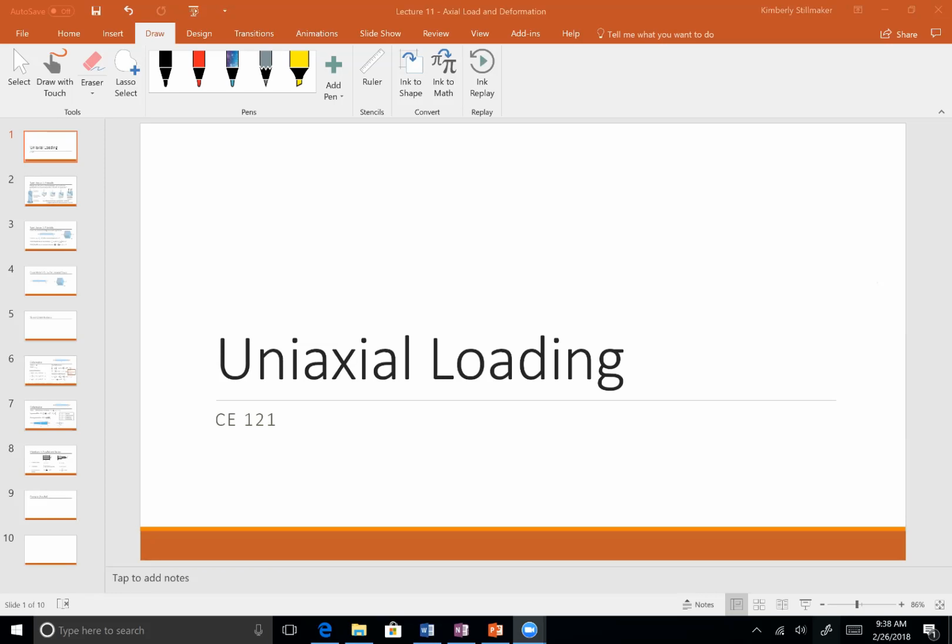The first one is what we call uniaxial loading. Does anybody know what uniaxial loading is or can remind the class? Right, we're going to load the material along the axis of the specimen, and in particular in just one direction.